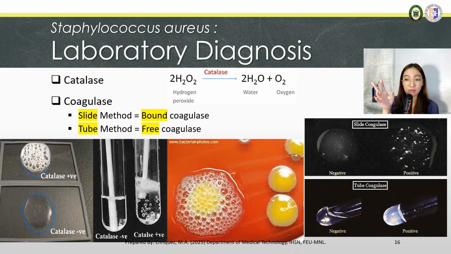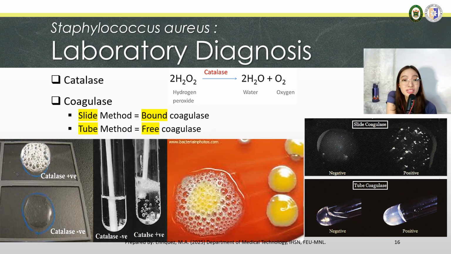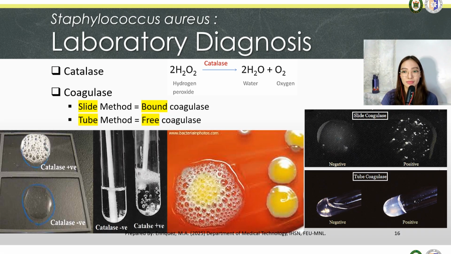May dalawang klase ng coagulase, di ba? So magkaiba rin po yung dinedetect ng bawat test na to. So the slide method would detect bound coagulase. So pag sinabi ulit natin na bound coagulase, yun yung coagulase that is incorporated on the cell wall structure. Pero kapag sinabi nating free coagulase, those are the coagulase that could be released or secreted by the bacterial cells. And we're able to detect the production of free coagulase using the tube method.